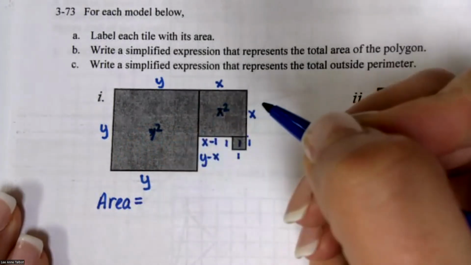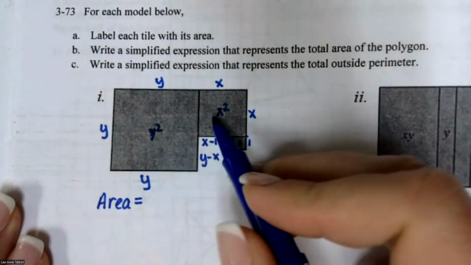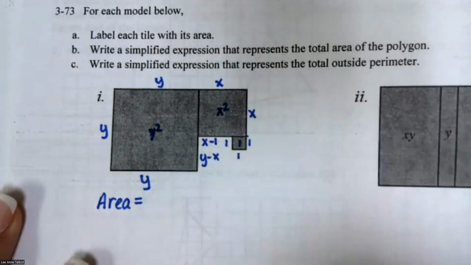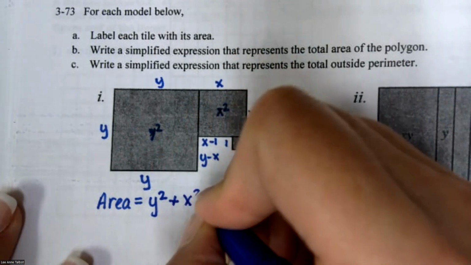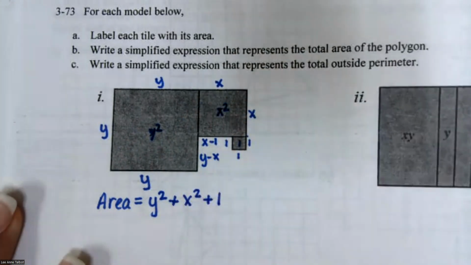Area equals. The area is going to be the 3 tiles added together. So we have a y squared tile, we have an x squared tile, and we have a 1 tile.